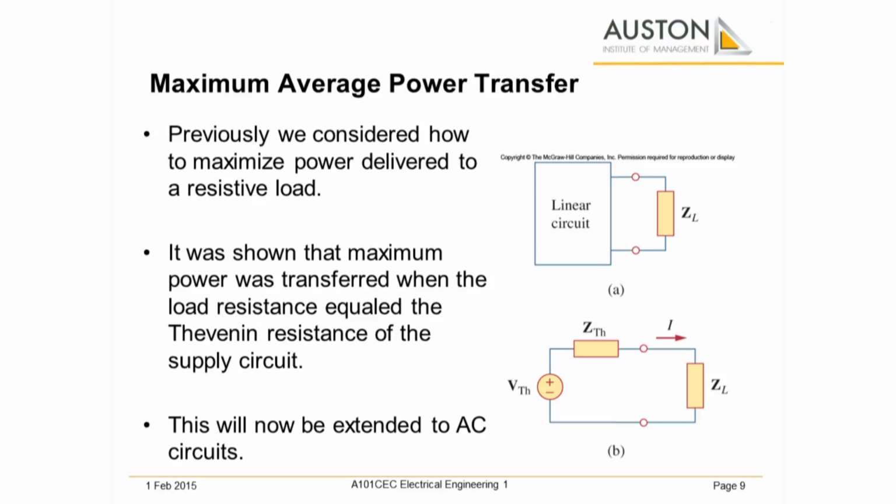Maximum average power transfer can also be applied to AC circuits. Maximum power transfer occurs when the load impedance is equal to the impedance of the source.